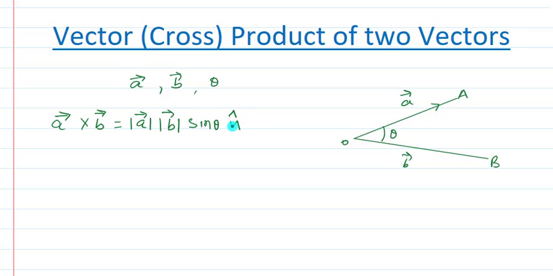This n cap is what? This is very interesting to know. This n cap is perpendicular to both the vectors A and B. For example, you can take the case of x, y and z axis. Let us say that OA represents the x axis, OB represents the y axis. In that case this theta will be 90 degrees. Then the z axis is perpendicular to both the axes, the x axis as well as the y axis.